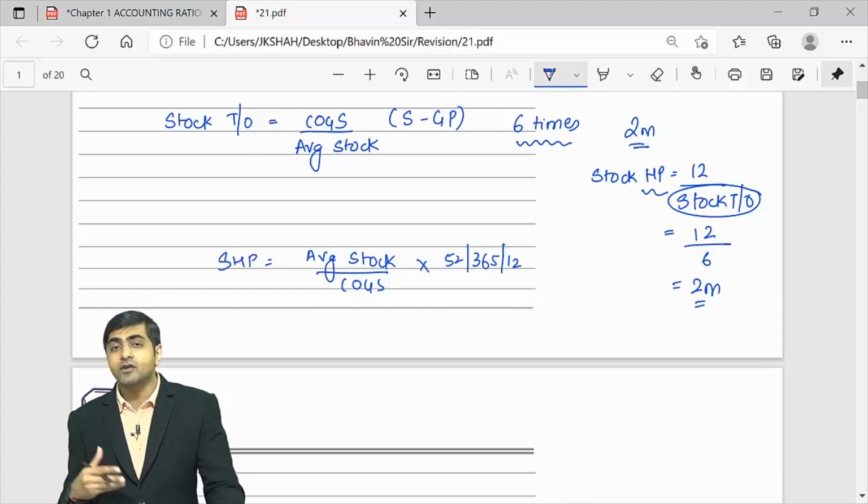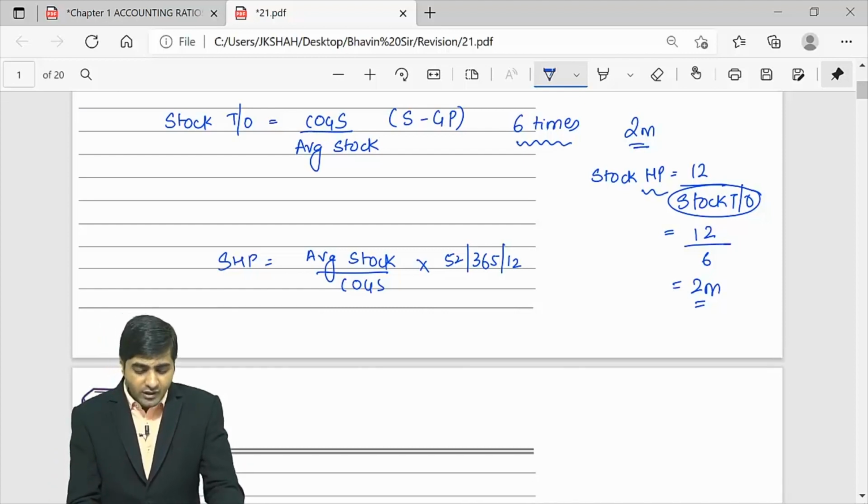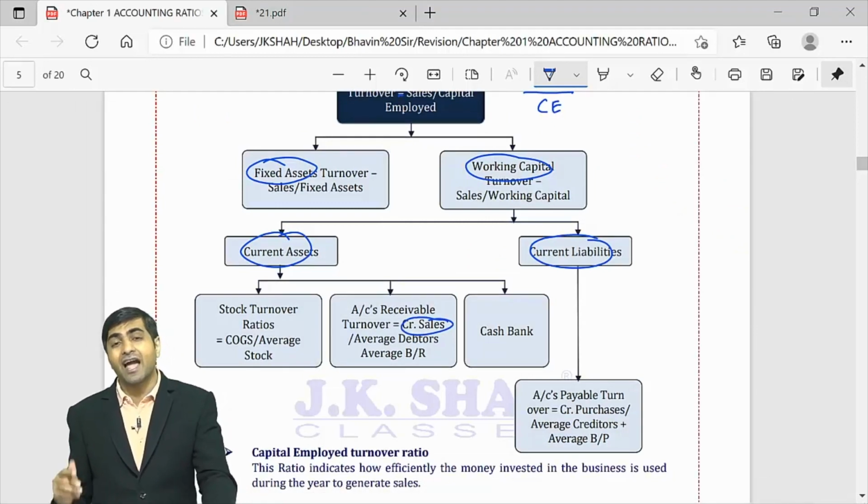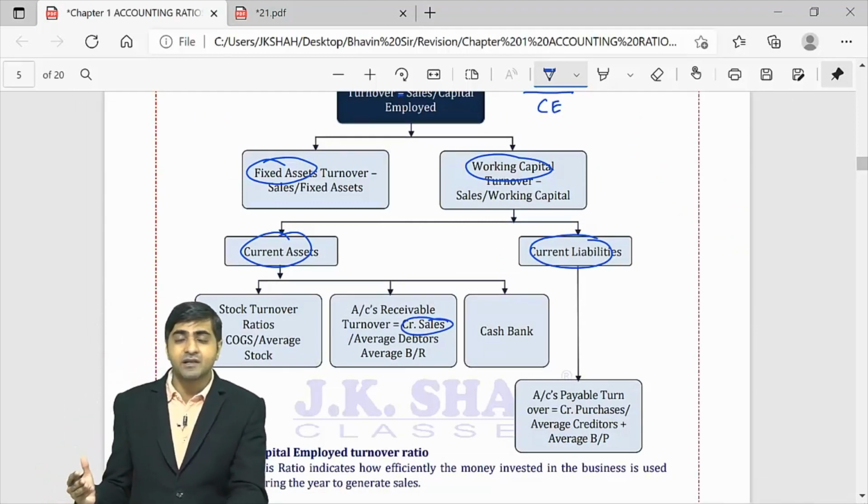Similarly, my dear students, when we are talking about debtors turnover ratio, now instead of COGS, we will be taking credit sales upon average debtors plus average bills receivable.